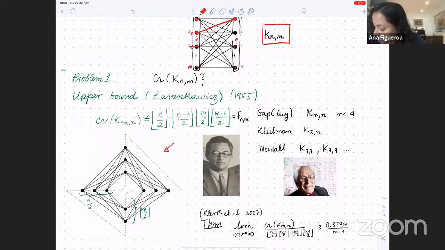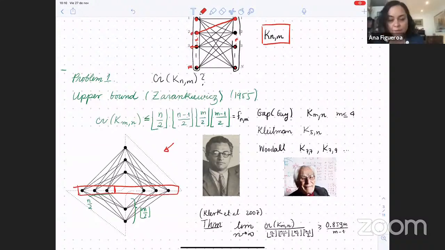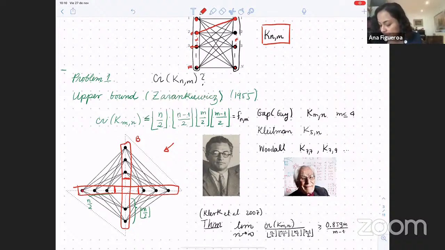made this drawing. As you can see, this is another drawing of K_{M,N}, where A is drawn on this line. Here we have more or less half of the vertices of A, and B is drawn on this other perpendicular line. Here you have more or less half of the vertices of B, and you join every point of A with every point of B by a straight line segment.